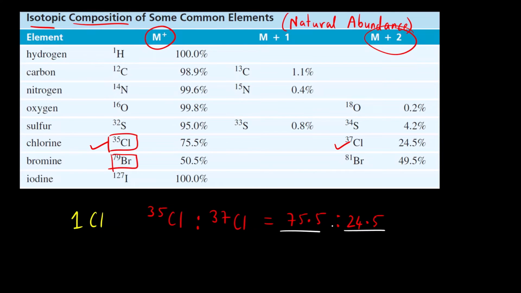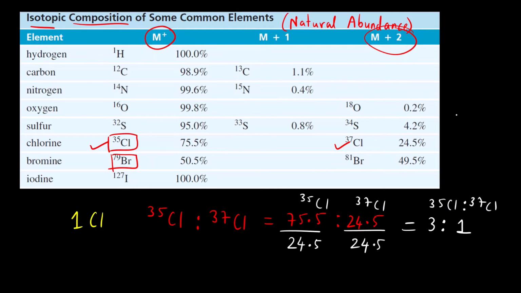Now if I want to find the ratio, how will I find it? Divide both the numbers by the smallest number. Of 75 and 24, which is smallest? 24.5. So we'll divide this by 24.5 and also divide the other by 24.5. So we get the ratio. How much is the ratio? 75 divided by, let's say approximately 25, 3 twenty-fives are 75, and this is for 35 Cl and this is 37 Cl. So the ratio of 35 Cl to 37 Cl is 3 to 1.